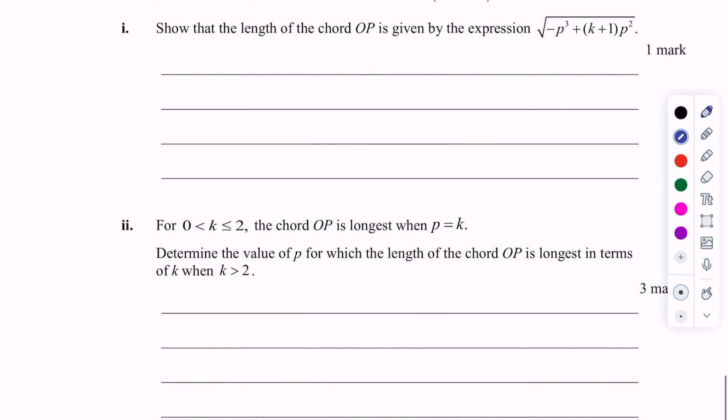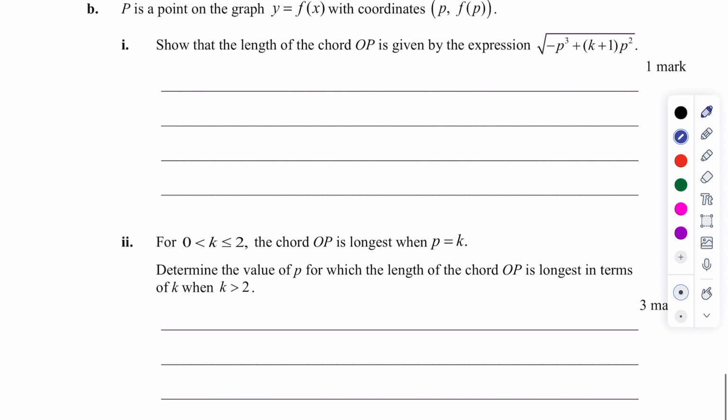Okay, moving forward. Then we're saying that P is a point on the graph of y equals f(x) with the coordinates (p, f(p)). Show that the length of the chord OP is given by the expression there. Just remember here your distance equation is going to be x squared minus, oh, let me just start that again.